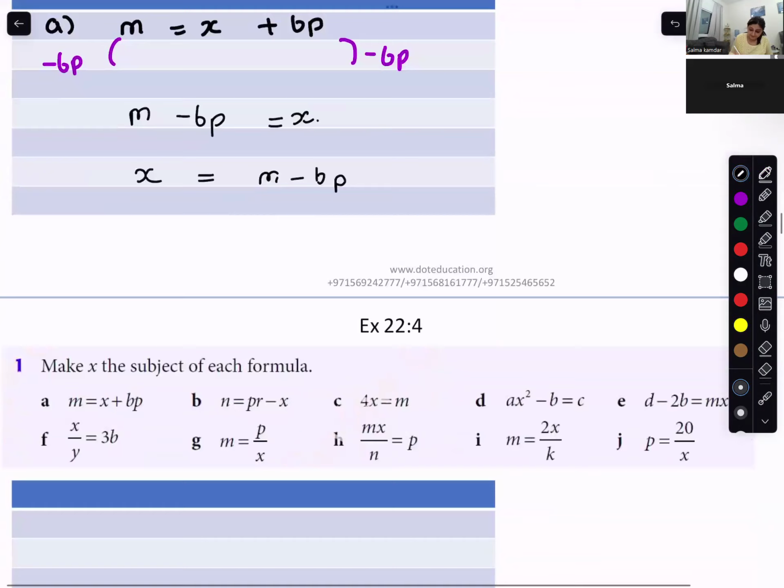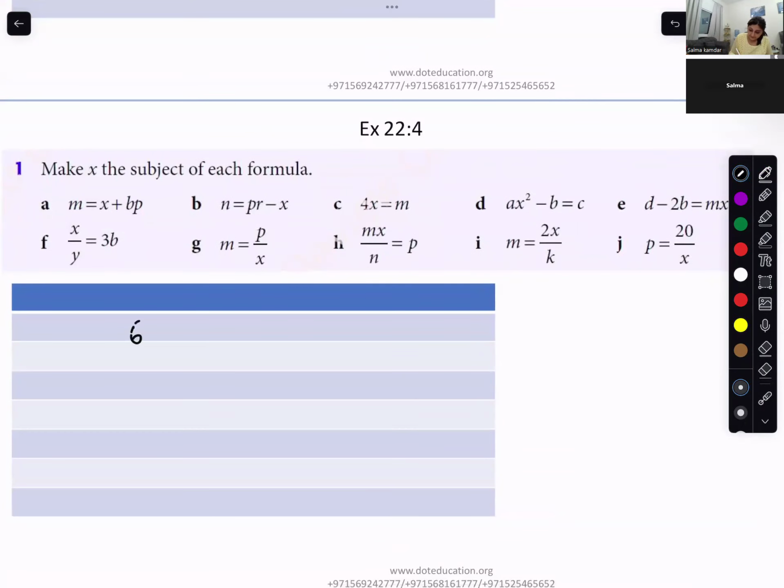The next sum, n is equal to PR minus x. I need x to be the subject. So what will I do? I will first remove the PR from here. So I will minus PR. So it will become n minus PR is equal to minus x.